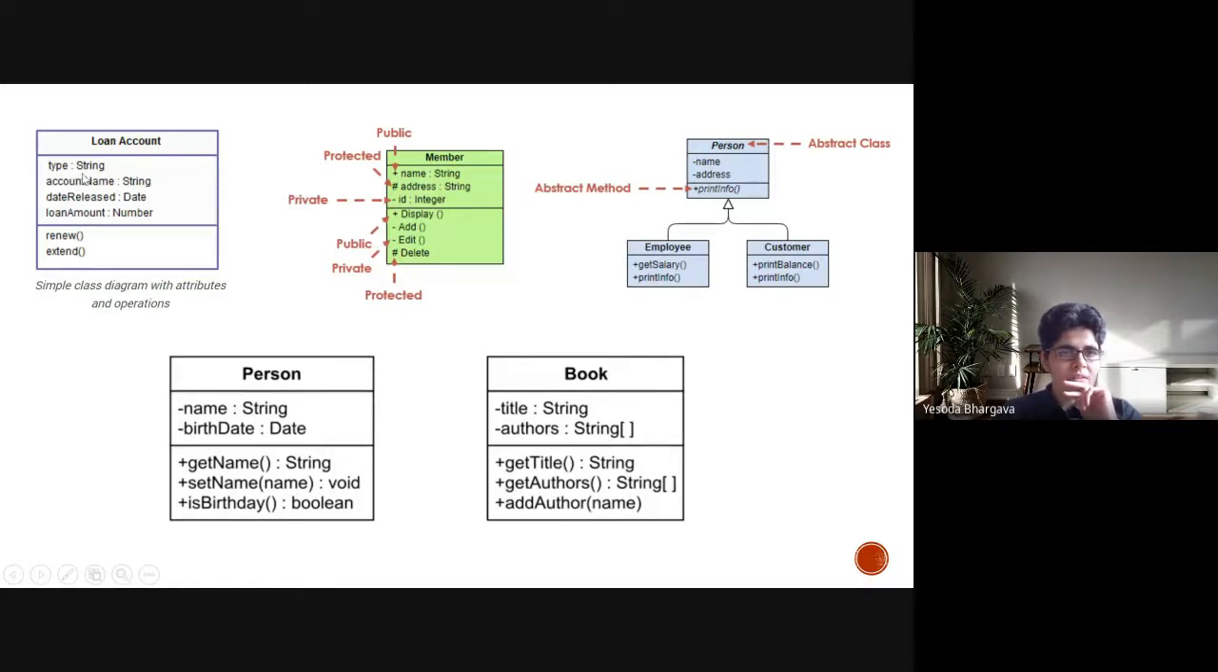Suppose this is a class of loan account. These are the attributes: the type of loan account, the account name, the date on which it is released, and the loan amount. And it has some functions: renew and extend. Normally, a class should also have getter and setter functions. So when you develop a class in your class diagram, make sure that you also have getter and setter functions, because normally they are also required.